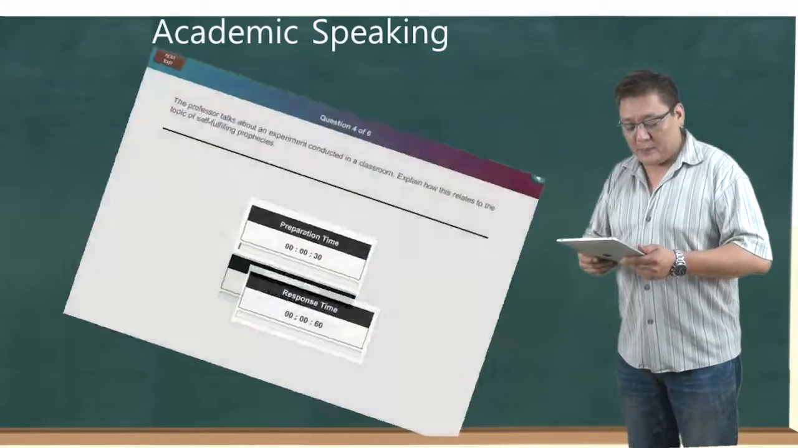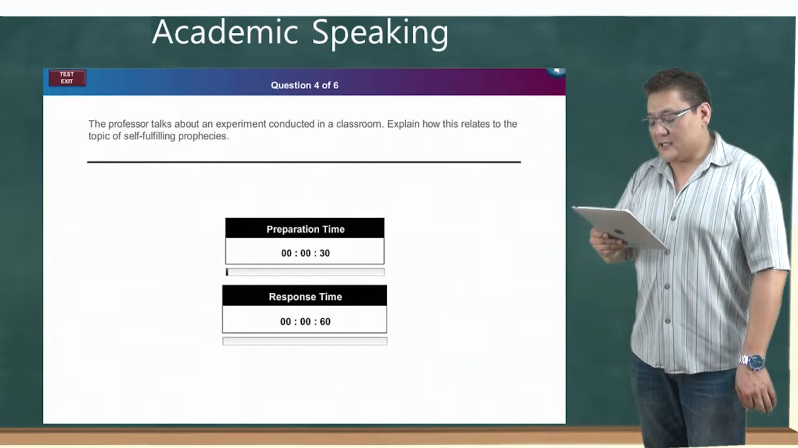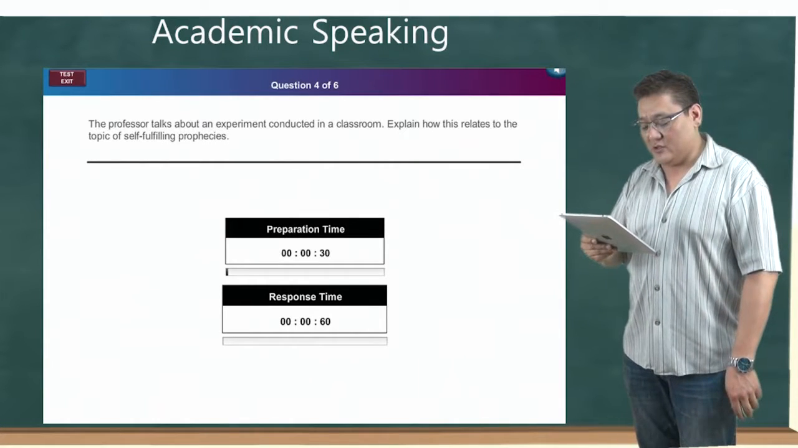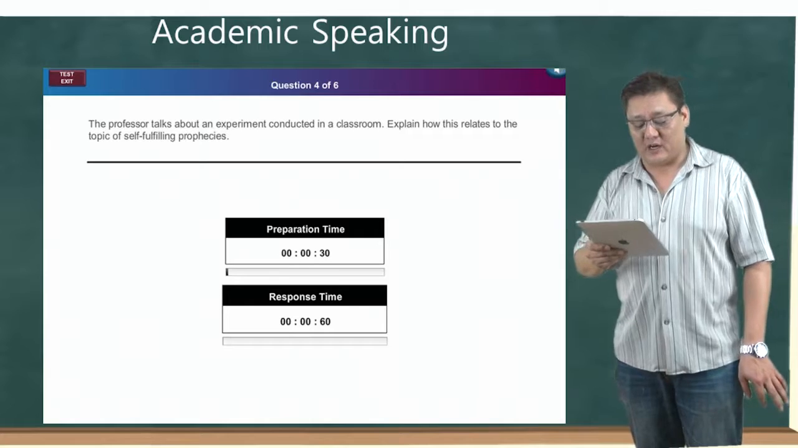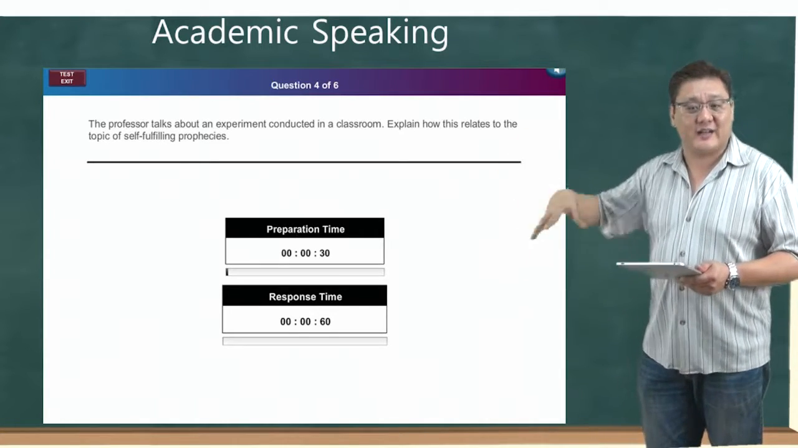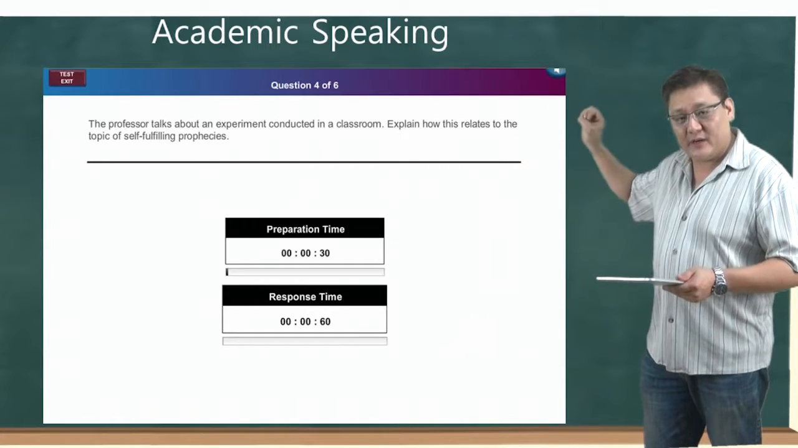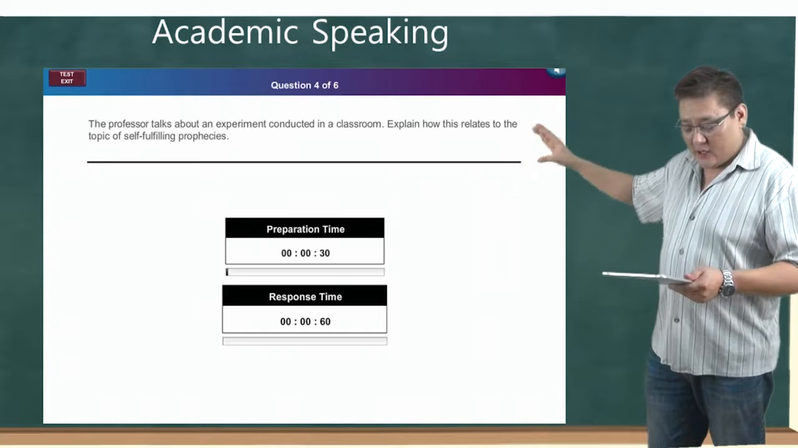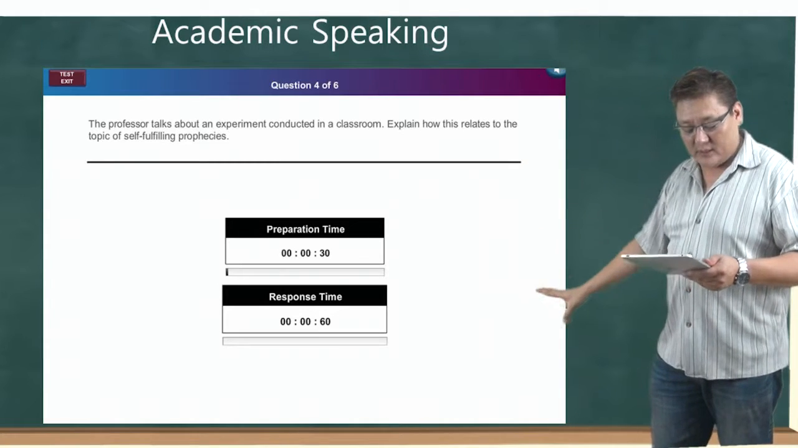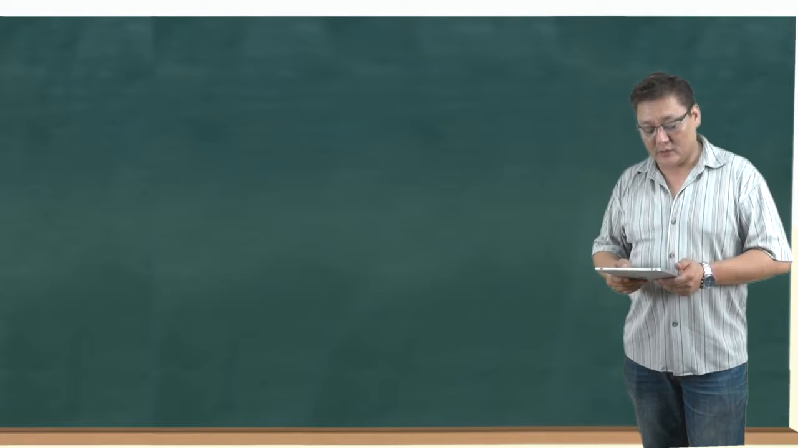Your question is, the professor talks about the experiment conducted in a classroom. Explain how this related to the topic of self-fulfilling prophecy. Okay? So the question is basically saying summarize the lecture and listening. Okay? And the prepare time is 30 seconds. Okay? 그 response 하는 거는, guess what? 60 seconds. Okay? 그게 되는 거예요.